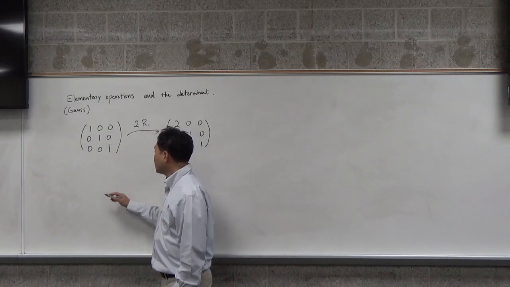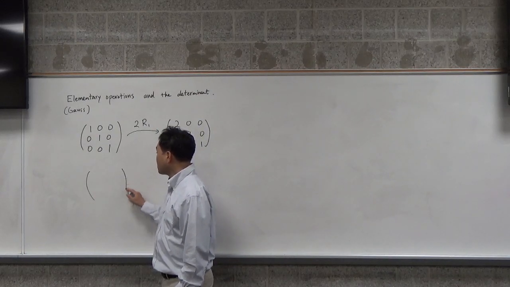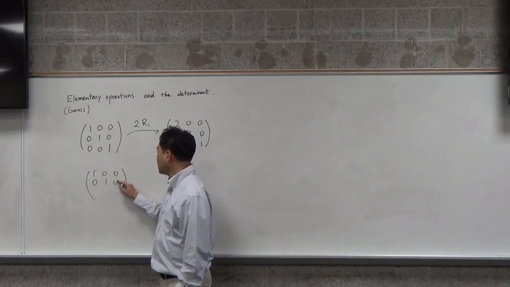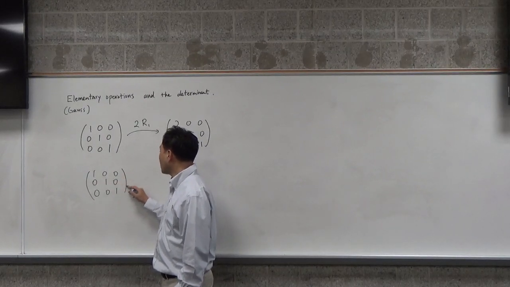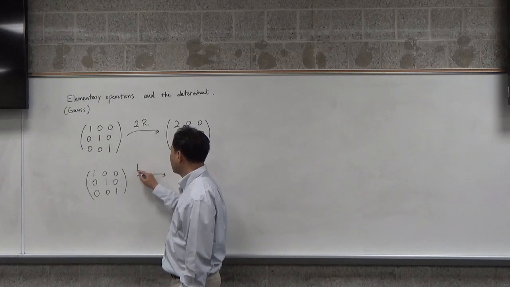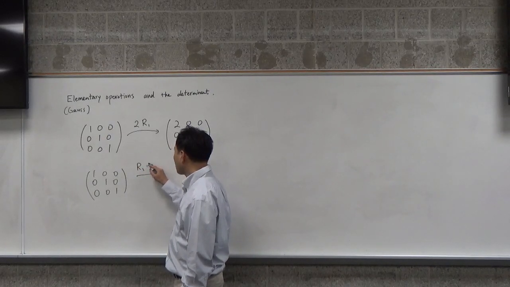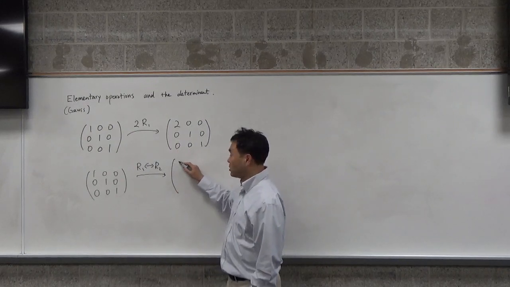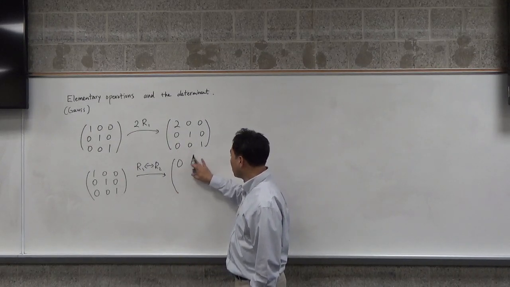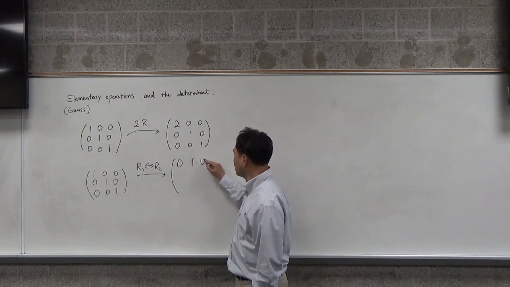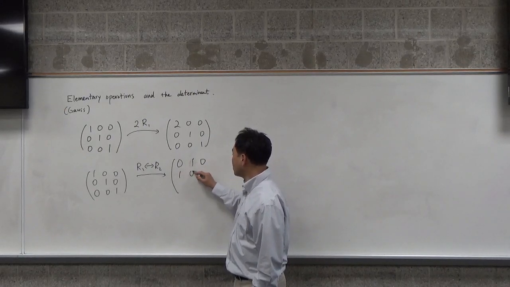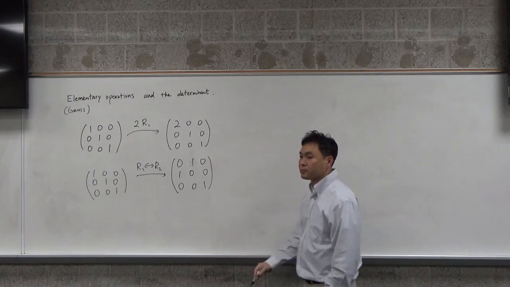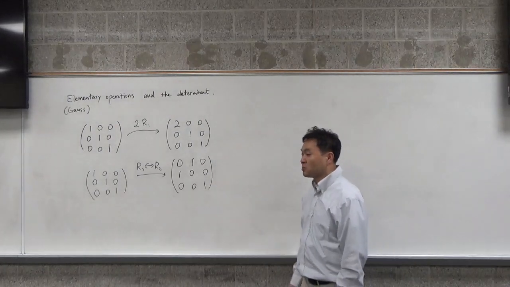Okay. What's another operation you remember? Swap. Swap two rows. So you can swap, say, row 1 and row 2. And then that result will be 0, 1, 0, and then 1, 0, 0, 0, 0, 1. And that leaves just one more.